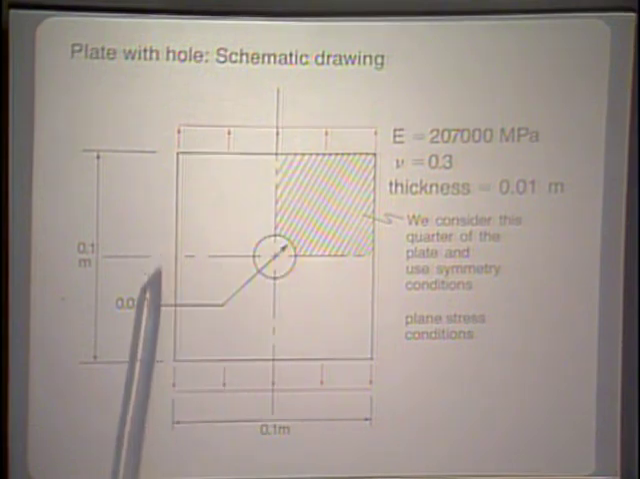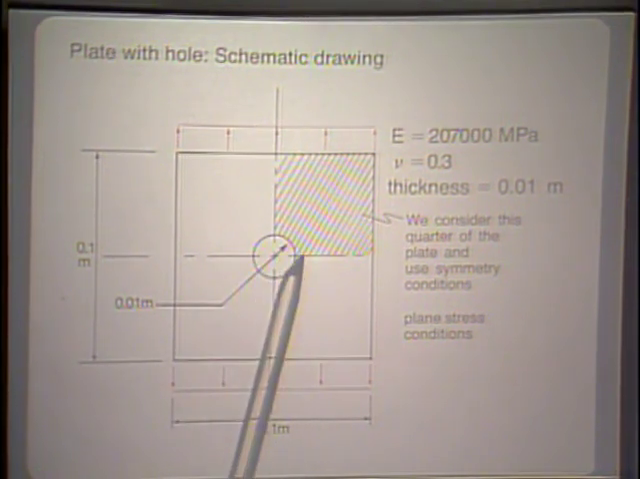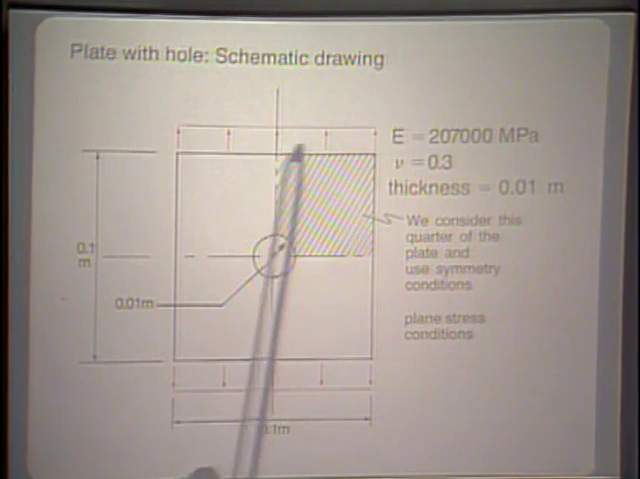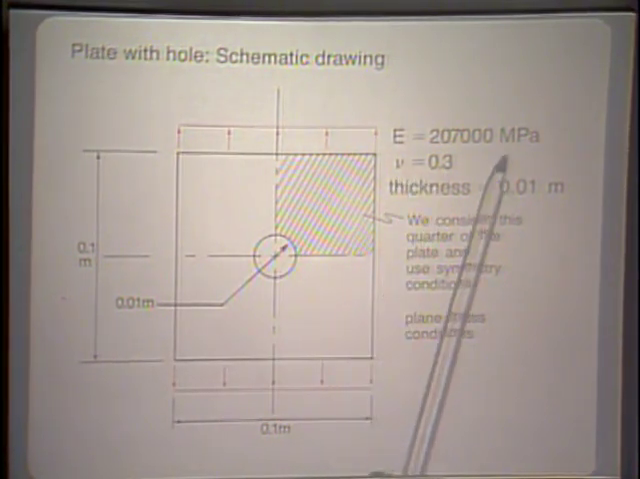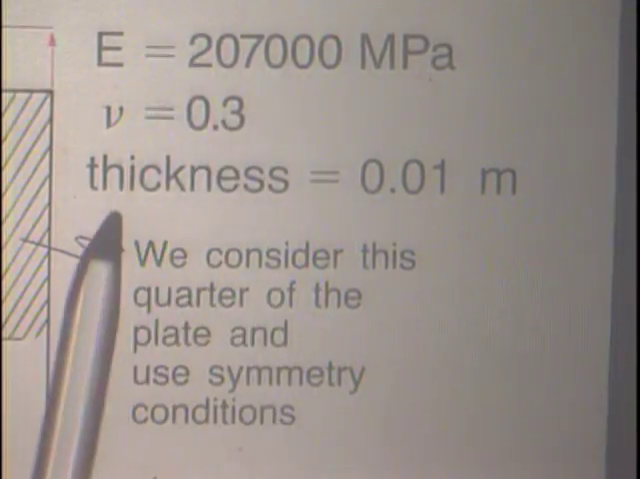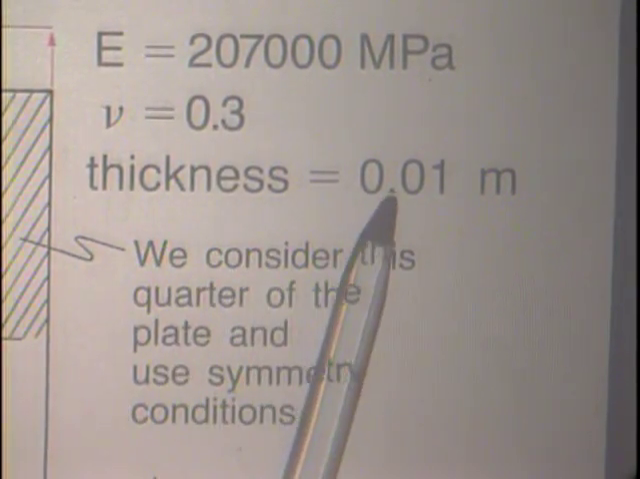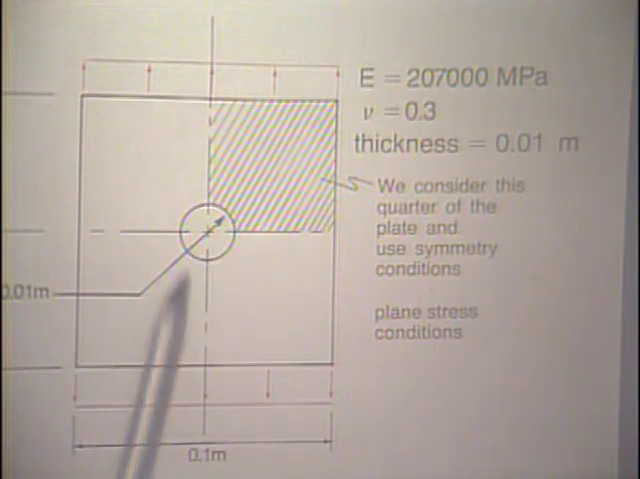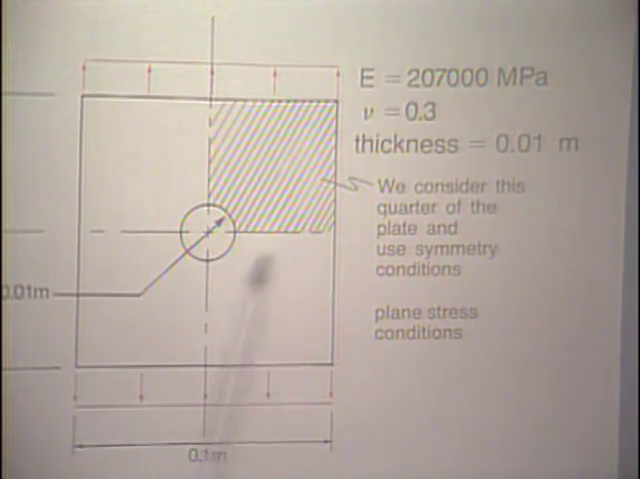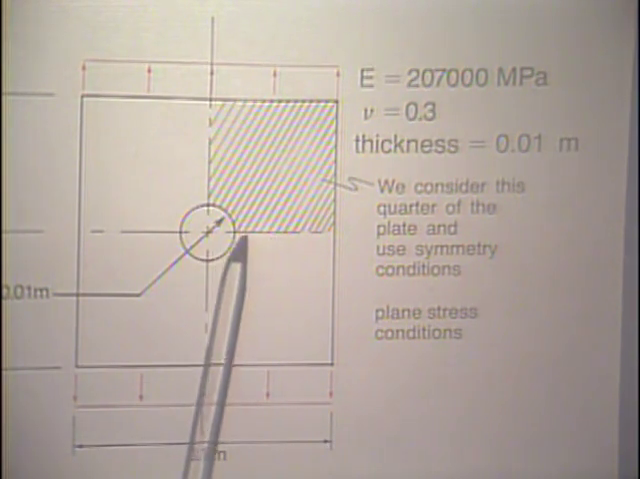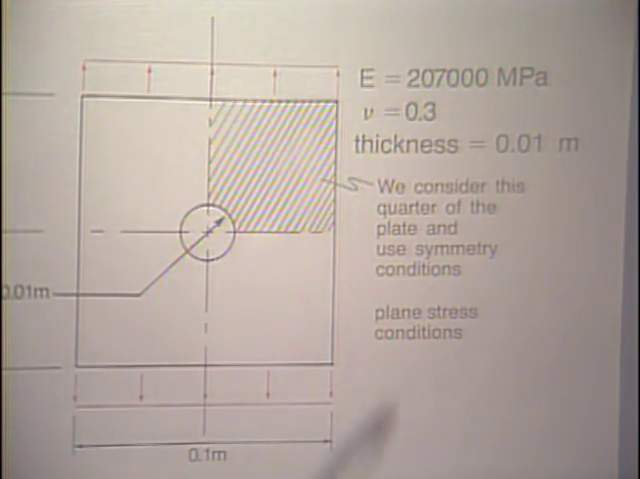The plate we are analyzing is shown on this view graph here. Notice it's a square plate. Here we show the hole. The plate is loaded as shown up here and down here. The material properties for the elastic analysis are given here, and the thickness of the plate is 0.01 meter. Because of symmetry conditions, we only need to consider this quarter here, of course using appropriate boundary conditions along these two lines. We will talk about that more later on.